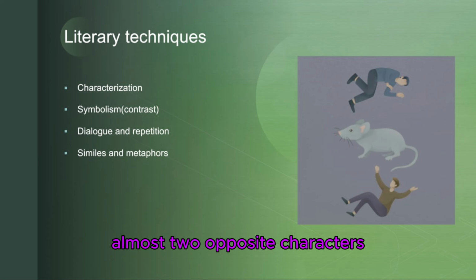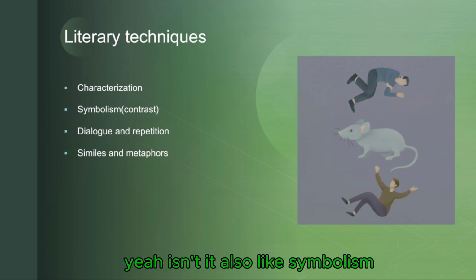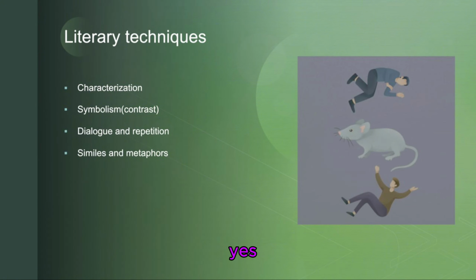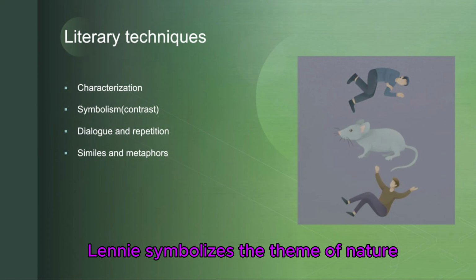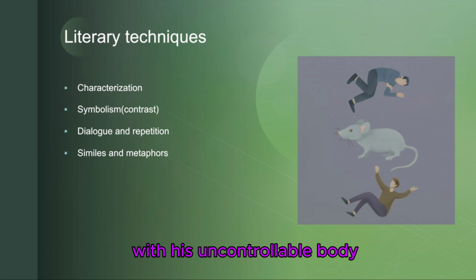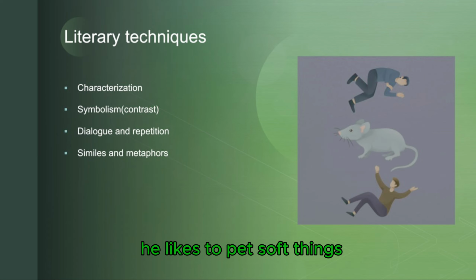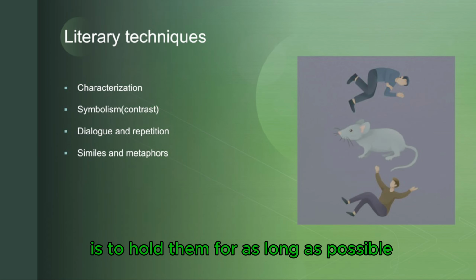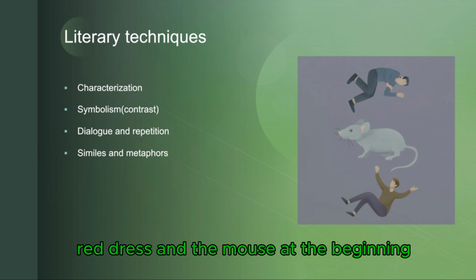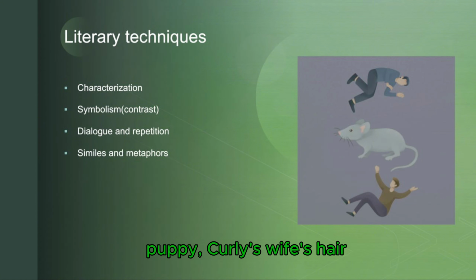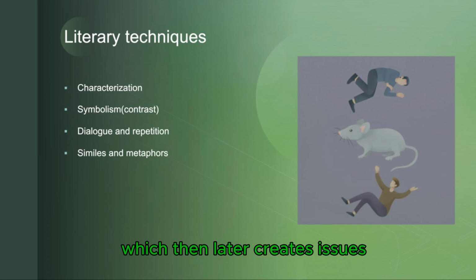Yeah, isn't it also like symbolism? Yes. These things may also be connected to symbolism Steinbeck creates. Lennie symbolizes the theme of nature with his uncontrollable body and always doing what is in his nature. Yeah, for example, he likes to pet soft things, and his natural instinct is to hold them for as long as possible. The red dress, the mouse at the beginning, the puppy, curly hair of Curley's wife, which then later creates issues.